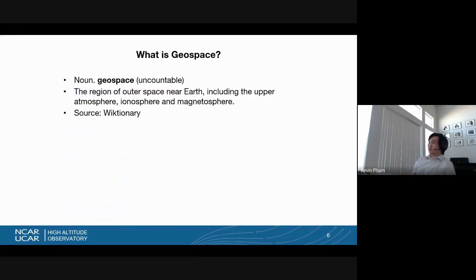All right, so what is geospace? Geospace is a noun, it's uncountable. It's the region of outer space near Earth, including the upper atmosphere, ionosphere, and magnetosphere. I think they should probably add the lower atmosphere to this now going forward. And this is taken from the Wiktionary. I've never heard of that before.